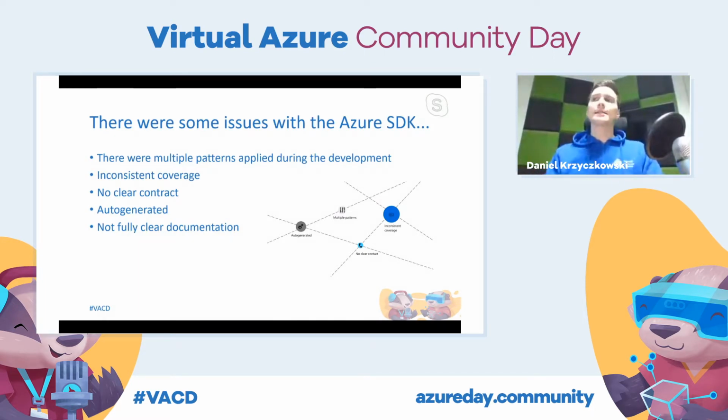And overall, it was auto-generated and not fully covered in the documentation. So sometimes it was hard to find information. How can I use, for instance, the Azure Blob Storage SDK, or how can I connect with Key Vault, because there were multiple versions and I'm not sure how to do it, either in Java, in Python, or in .NET.